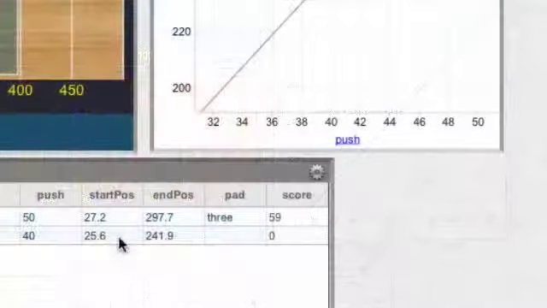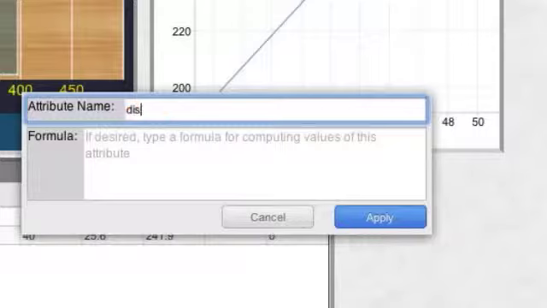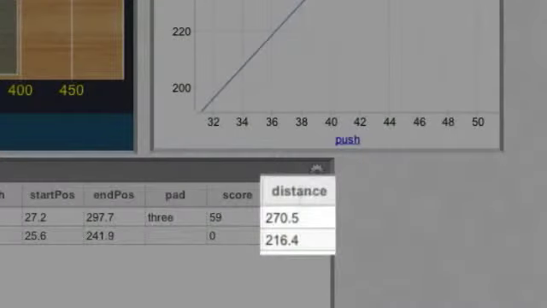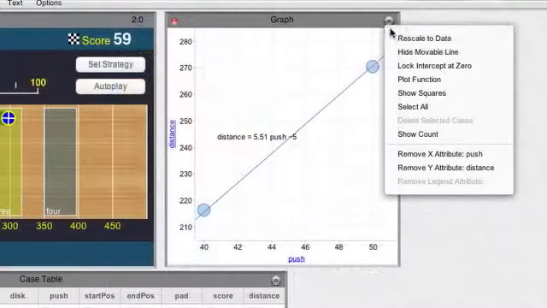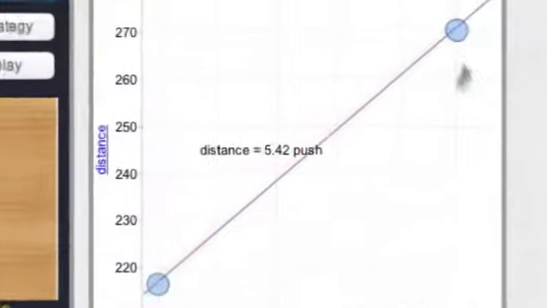One way is to calculate a new column. In the gear menu in the table, choose New Attribute in Disks. Give it a name such as distance and a suitable formula. In this case, end pause minus start pause, the ending position minus the starting position. Now you can plot distance against push, and even lock the intercept to find the push factor.